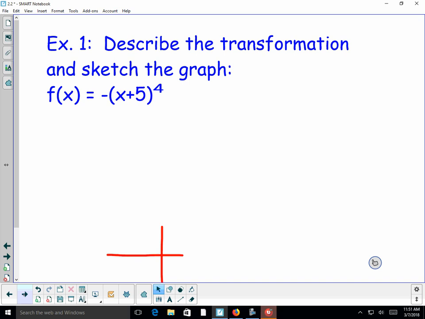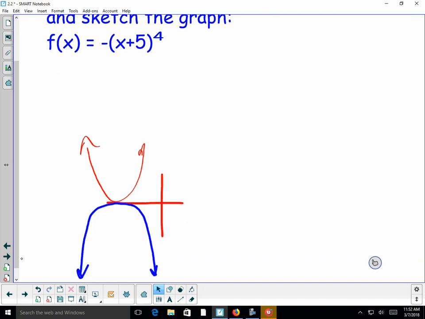We still know all about transformations. You guys are experts at transformations now because of your projects. So what kind of transformations are going on here? What do you think, Robert? Left 5? Yep. So this is the parent function, maybe looks something like this, but it's been shifted to the left 5. And what about that negative? Reflected over the x. So I think the bottom line is that graph would end up looking something like this. Right? Are we okay with this?